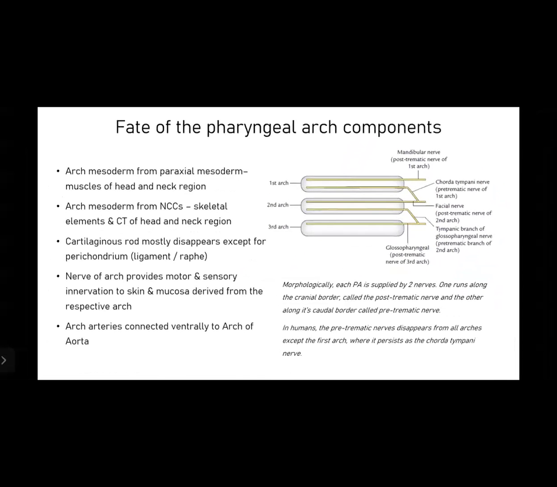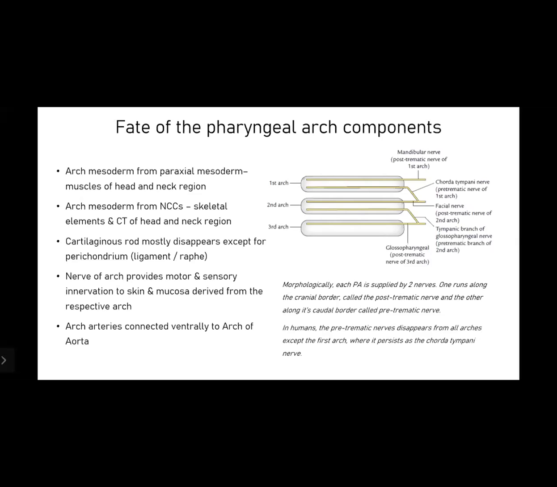Generally, when you refer to the nerve supply, you only refer to the post-traumatic branch. I have just tried to make it a little more detailed because this is what really goes on. You have the pre-traumatic and the post-traumatic branch, but only the post-traumatic branch of each arch will persist. The pre-traumatic branch only of the first arch will remain, which is the chorda tympani branch of the seventh cranial nerve, and in all other arches it is of no significance. It really doesn't remain there anymore. So you end up with one main post-traumatic nerve for each arch.